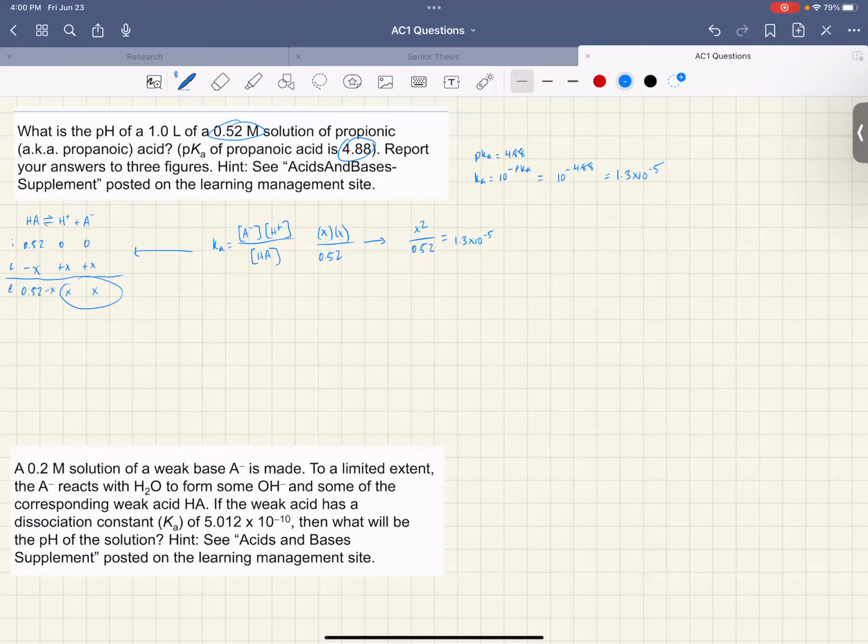From there, we can just plug this into a calculator and solve. What you'll get is that X is going to be equal to 0.0026, which is going to be equal to the H plus concentration. So the H plus concentration is 0.0026 molar, which means that the pH is going to be equal to the negative log of 0.0026, which is going to be 2.59. And that's our pH.